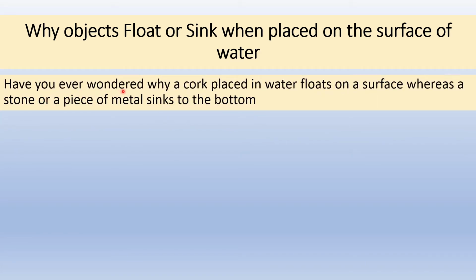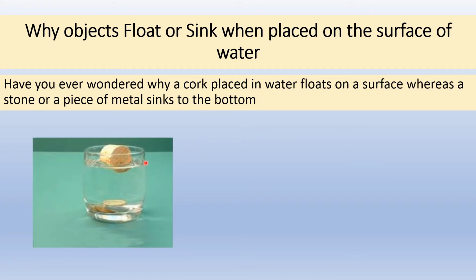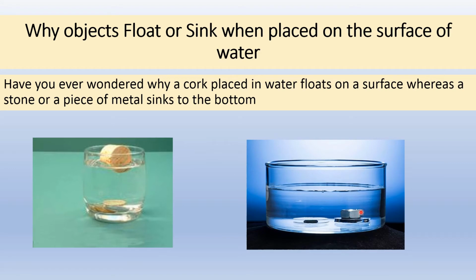Have you ever wondered why a cork placed in water floats on the surface, whereas a stone or a piece of metal sinks to the bottom? Let us see in a picture. This is a cork placed on water and it is floating on the surface. Here you can see a metal piece. It is sinking at the bottom. Okay, why does this happen?